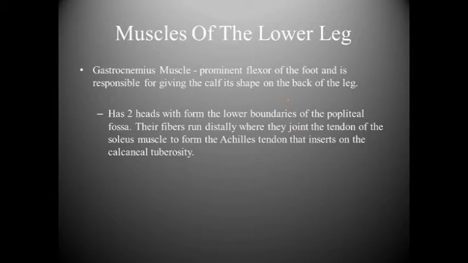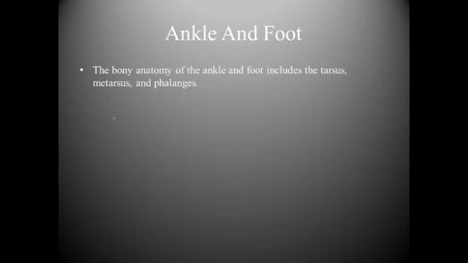The fibers run distally where they join the tendon of the soleus muscle to form the Achilles tendon that inserts on the calcaneal tuberosity. And so the Achilles tendon is a mixture of the gastrocnemius muscle and the tendon of the soleus muscle.